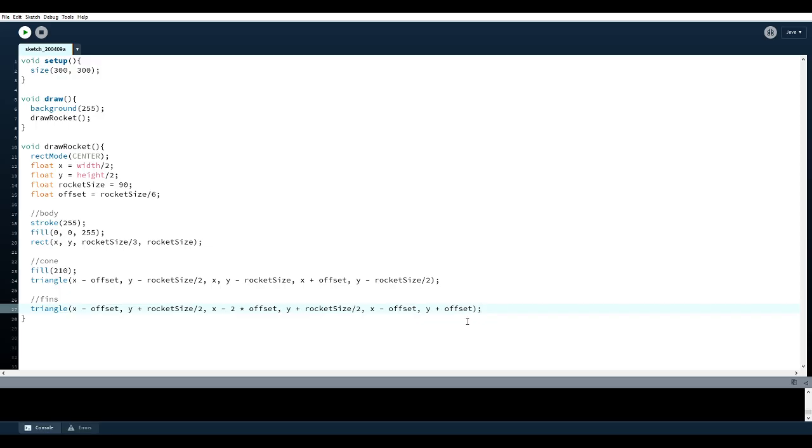Now we need to draw a right one. Well, how do we draw a right one? The way that we're going to draw the right one is we're simply going to copy this and reuse it. And instead of being on the left side, which is what these x minuses did, we're going to be on the right side. So we just change these minuses to pluses. And if we run that, we have a rocket.